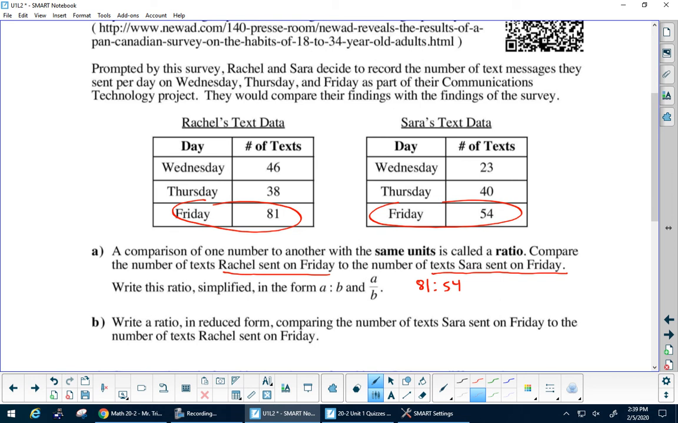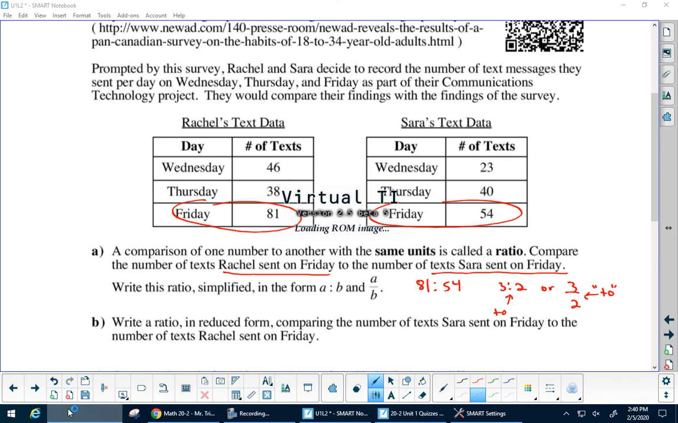Now, this can be what we call reduced to 3 to 2. Or you can write it like this, 3 to 2. Now I know we sometimes think of, isn't that 3 over 2? Isn't that 3 halves? When we're talking ratios, it's 3 to 2. Same with this. Now, what's a good way to take 81 to 54 and reduce it? Anyone know any tricks? I'll show you a trick, okay?